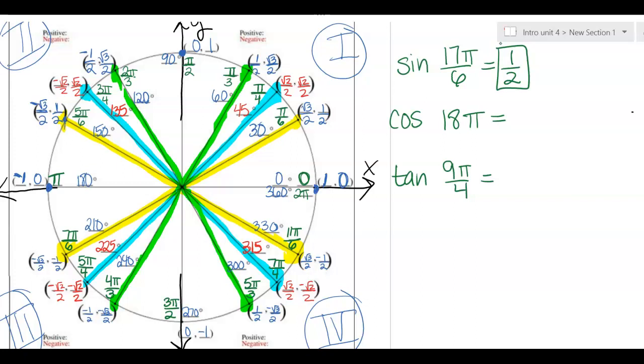Okay, so every time you go 2, you end up here. If you go 2 and then just 1 extra, you're going to end up over here. So you could count it, okay? Or you can understand that an even whole number is going to end up the same place as 2 because you're just going to do 2 9 times and land at that spot. So 18 pi is the same as landing at 0 or 2 pi. And the cosine there is the x coordinate, which in this case is 1.